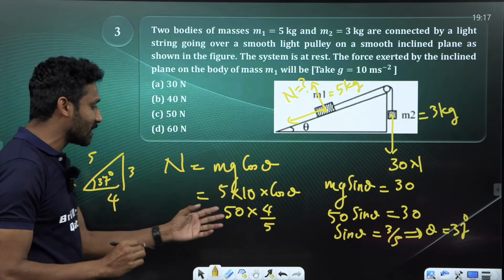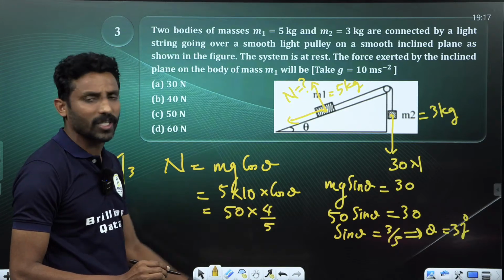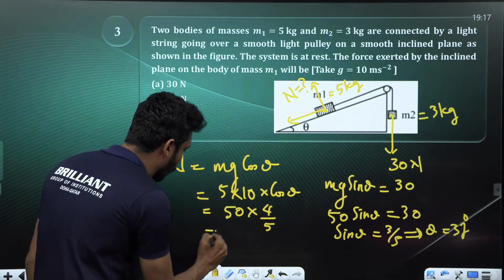Clear? Then what is the answer? 50 by 5 is 10. 10 into 4 is 40 Newton only. Yeah, many of you are commenting the answer.